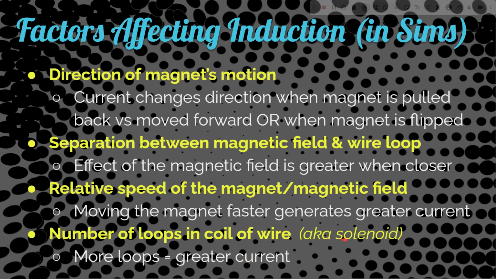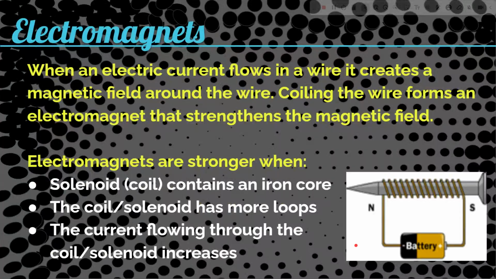I do want to also mention this vocabulary term. A coil of wire where you have it wound on itself like that has a name. It is called a solenoid. Okay, so we're going to use that term when we're discussing those coils of wire.